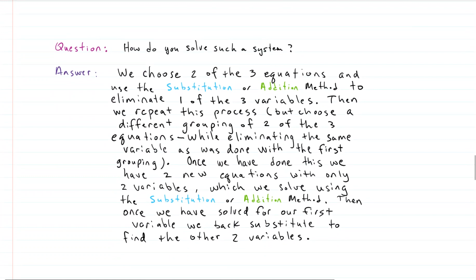How do we solve these types of systems? We choose 2 of the 3 equations we're given, and we use the substitution or addition method to eliminate one of the 3 variables. Then we repeat the process by choosing 2 different groupings of the 3 equations, and we eliminate the same variable. That gives us 2 new equations with just 2 variables, and then we're back to the world where we only have 2 equations and 2 variables, and we solve that system using substitution or addition. Once we've solved that system, we take those values, substitute them back in, and find our third variable.